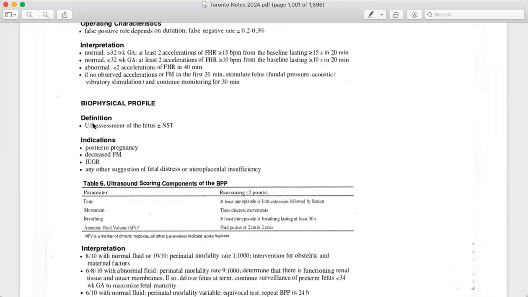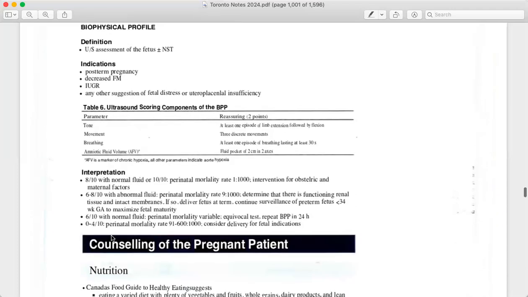So the BPP, what are the indications? When are you going to do the BPP? Otherwise, we don't do it in everyone. Post-term pregnancy, decreased fetal movement. Usually, like a female is coming to you saying my baby is not moving since last night. You are going to do the BPP.